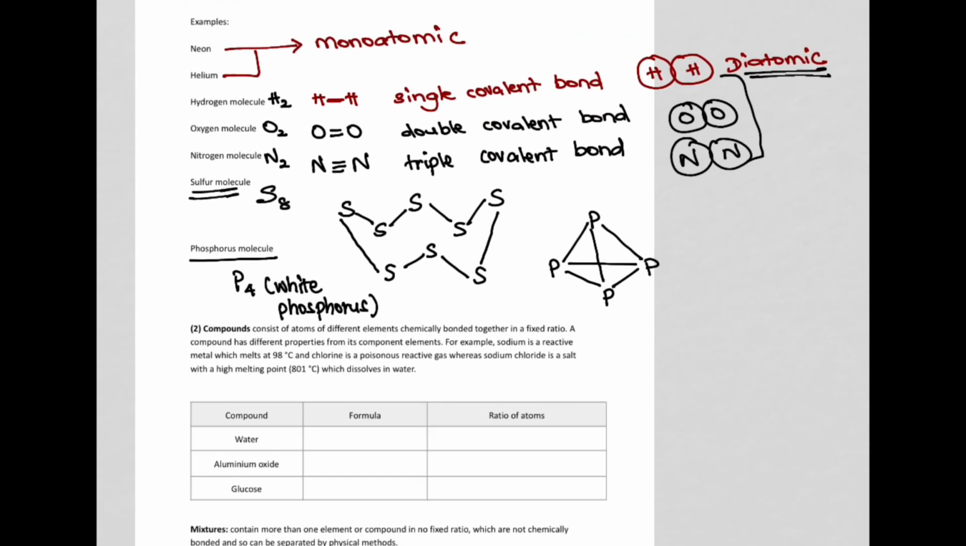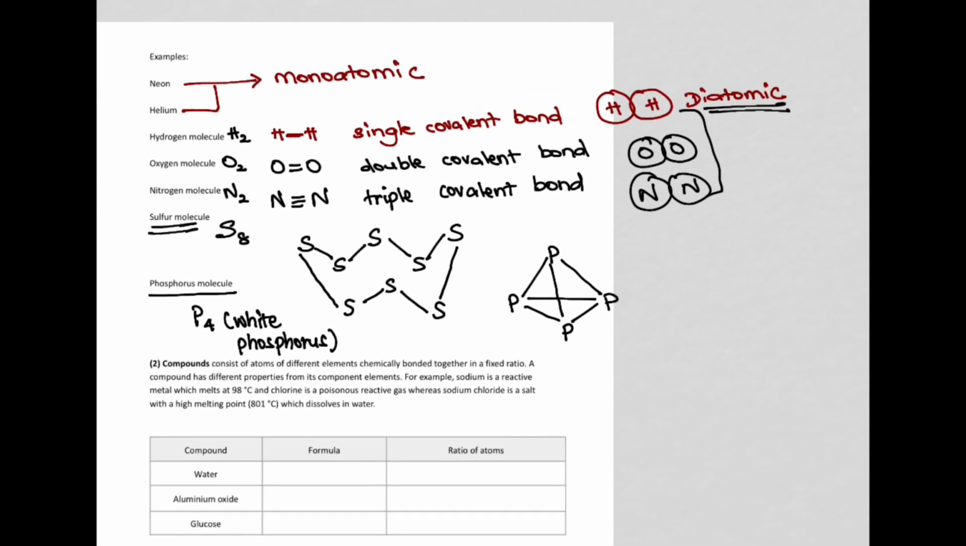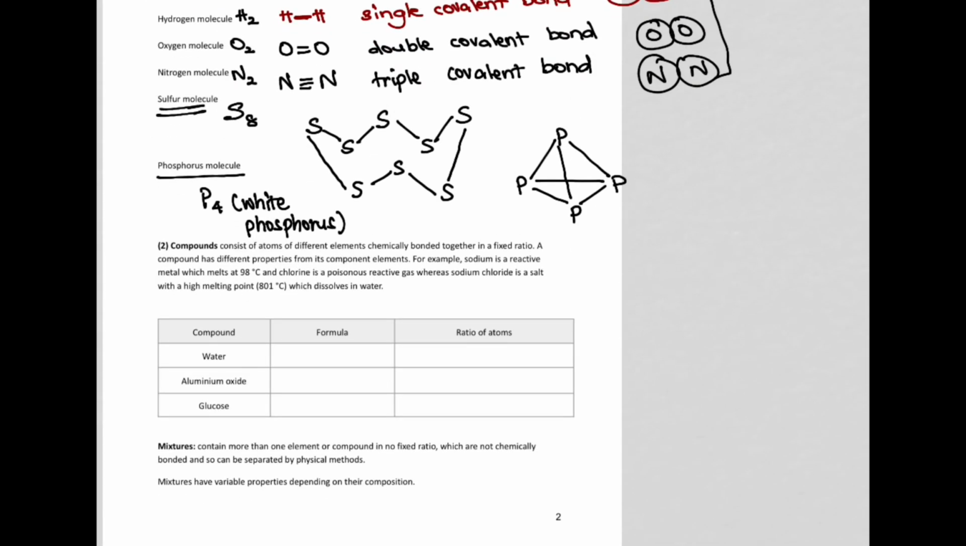So these are different forms of elements, and in all of them you will see that there is only one type of substance. Even if you break it down, for example, if you break this crown structure of sulfur, you will still get sulfur. If you break this down, you will still get phosphorus. So you're not breaking it down into any simpler substance.